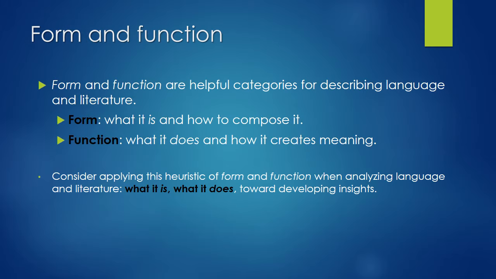Form and function are helpful categories for describing language and literature. Form refers to what it is and how to compose it, and function, what it does and how it creates meaning. So consider applying this heuristic of form and function when analyzing language and literature, what it is and what it does toward developing insights.